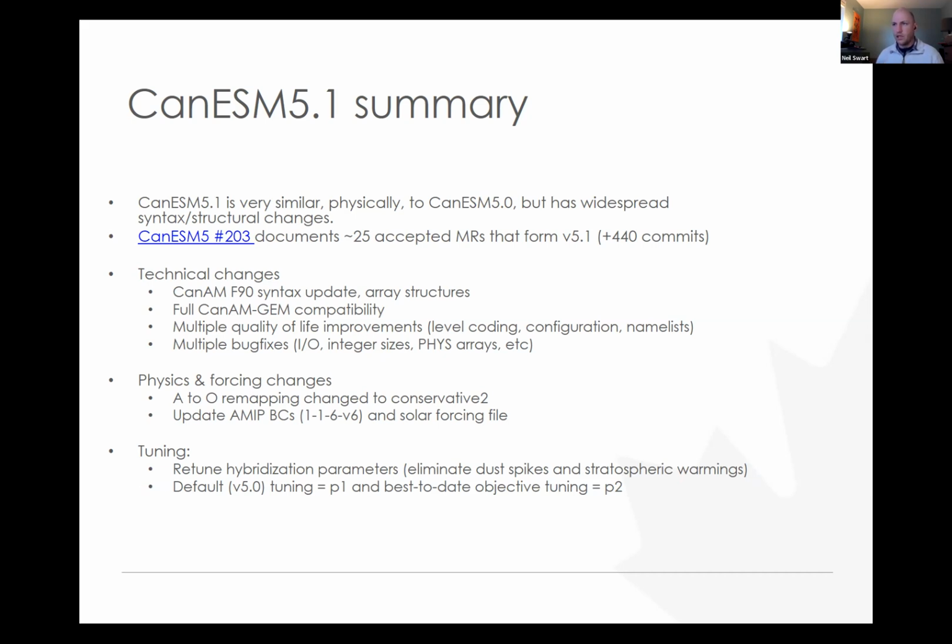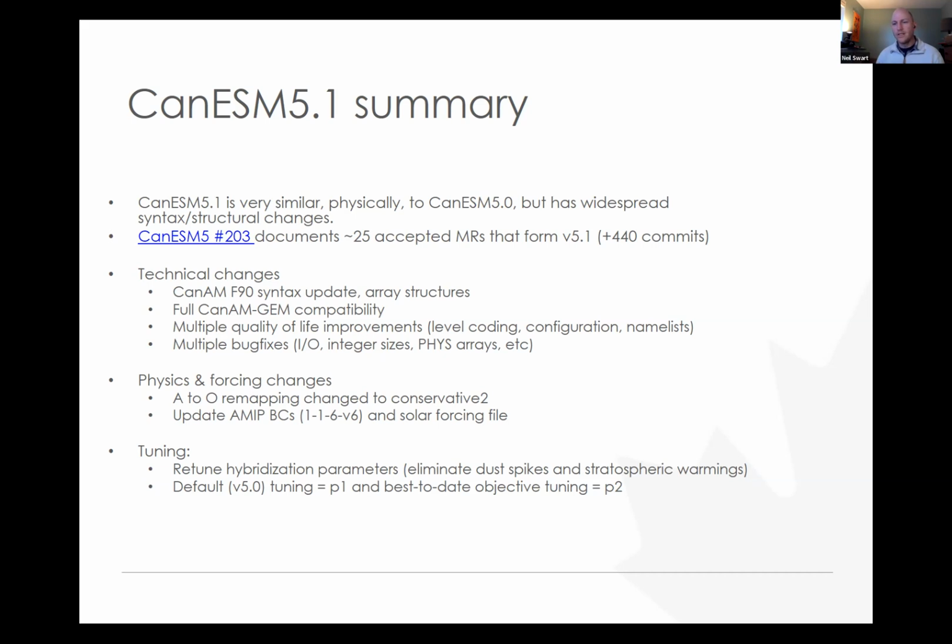And that achieved two things. The first thing it achieved was elimination of the dust spikes and sudden stratospheric warmings that were identified in the CMIP 6 output and were quite unrealistic. Those issues were resolved through tuning the hybridization parameters that relate to the spectral transport and conservation. Perhaps more interesting, though, is that John Snoka and Slava Karin have really started to spin up a much more comprehensive and detailed objective tuning exercise for the model.